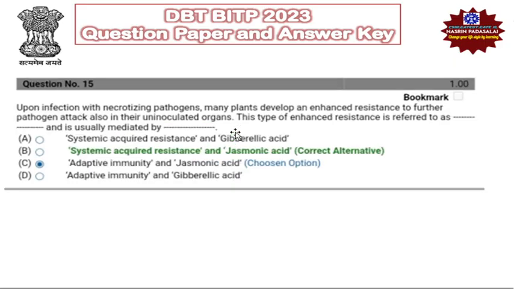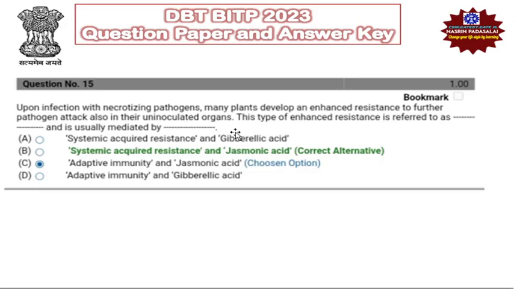Next is, upon infection with a necrotizing pathogen, many plants develop enhanced resistance to further pathogen attack also in their uninoculated organs. This type of enhanced resistance is referred to as systemic acquired resistance, which provides immunity in plants. Just like the immune system in humans, plants have systemic acquired resistance, and it is mediated by jasmonic acid, whereas in some cases it is also mediated by salicylic acid.